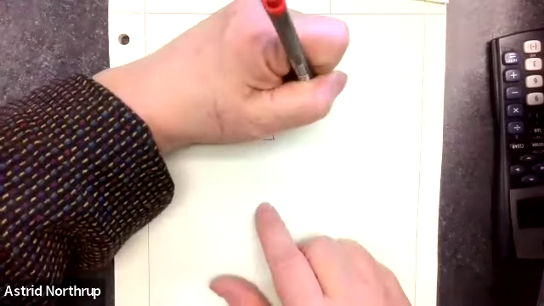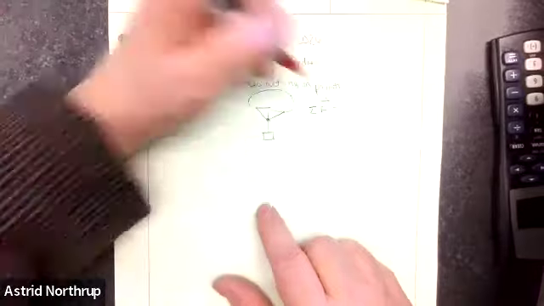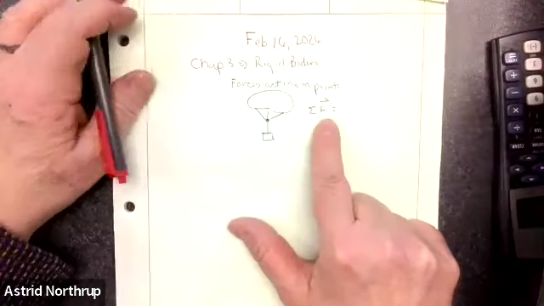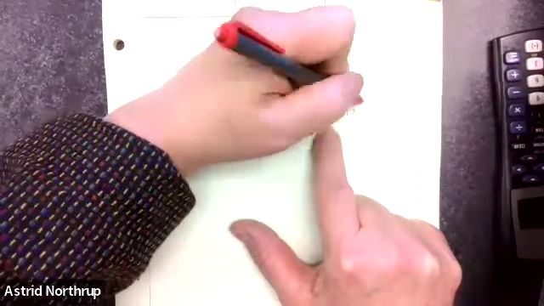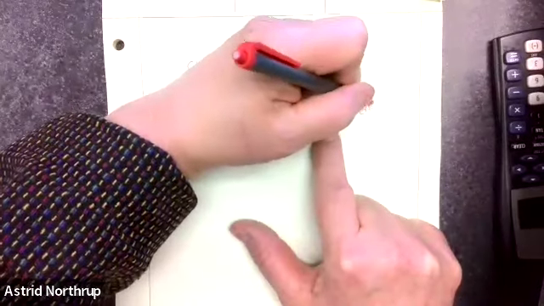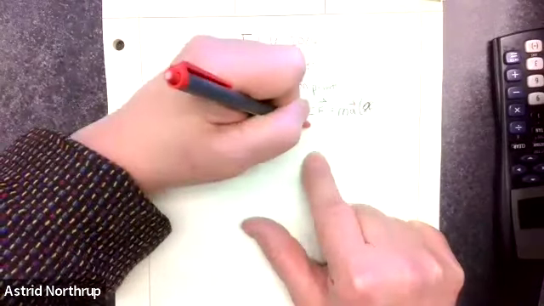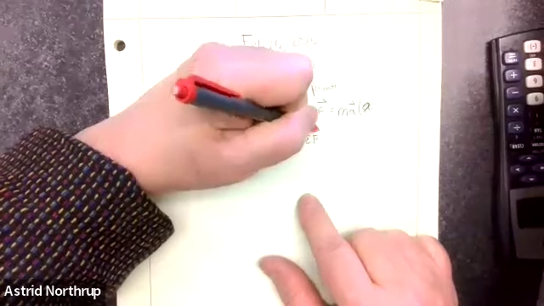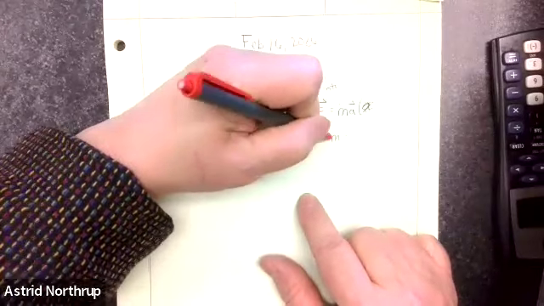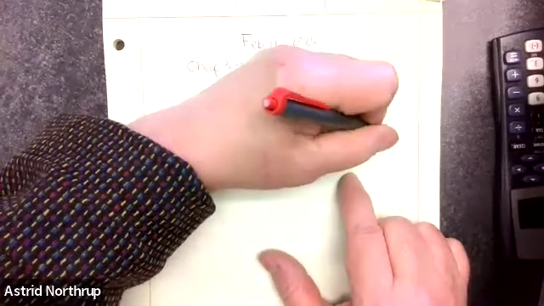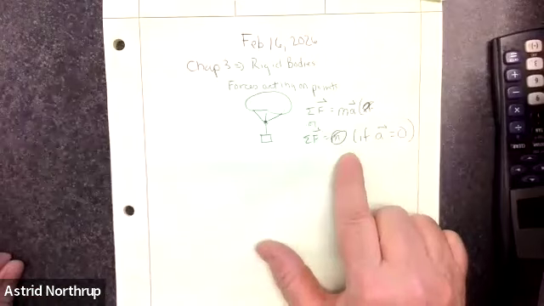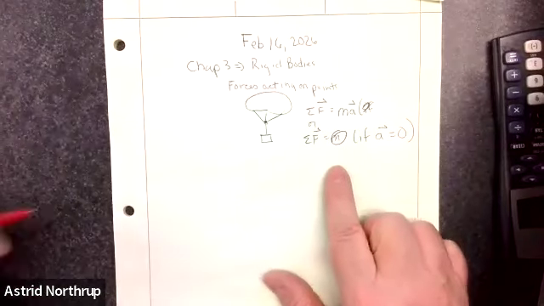You just have the summation of forces in all three vector directions equal to mass times acceleration, or if you are not accelerating, summation of forces equals 0 if acceleration is equal to 0. Okay, so this was what we were talking about in chapters 1 and 2.